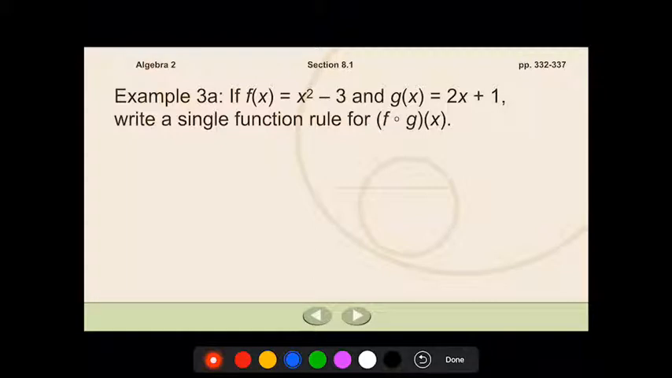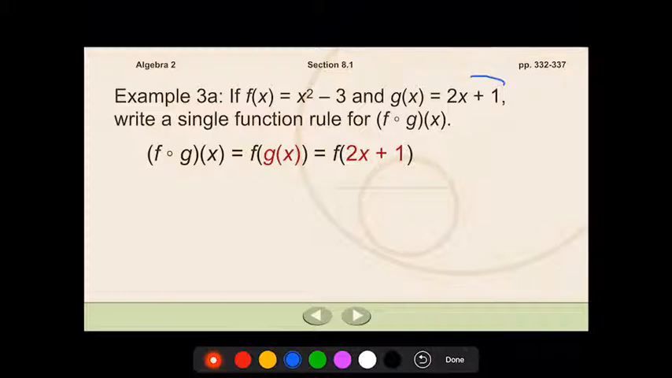Okay, so here's an example. Example 3a. If f of x is x squared minus 3 and g of x is equal to 2x plus 1, write a single function rule for f of g of x. Literally what this is trying to get us to do is just plug this value in for x. Again, f of g means you take the g value and you plug it in the value of f. So they rewrote it like this, and that's perfectly acceptable. So literally, I'm taking this value here and plugging it into x here, and also, which means I'm going to end up plugging it in there. So you can see that's what they do.